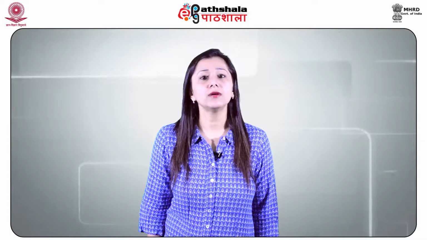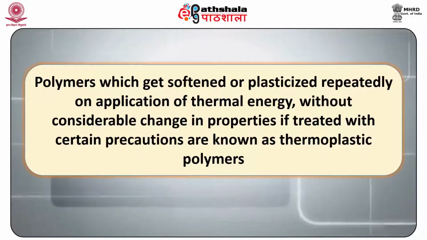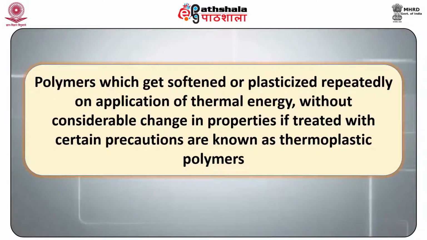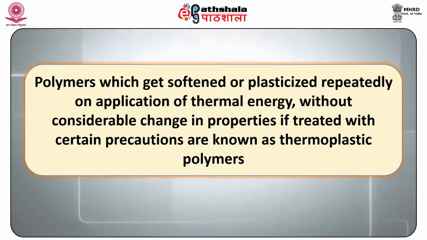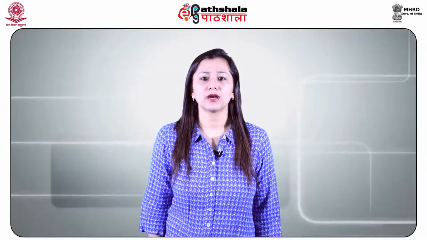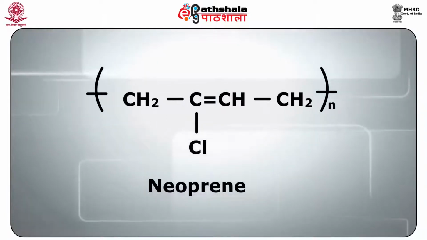On the basis of thermal response, we can have the following classification. Thermoplastic polymers: the polymers which get softened or plasticized repeatedly on application of thermal energy, without considerable change in properties if treated with certain precautions, are called thermoplastic polymers. Examples of such polymers are polyolefins, nylons, linear polyesters, polyethers, PVC, sealing wax, etc. For example, the structure of neoprene is given.